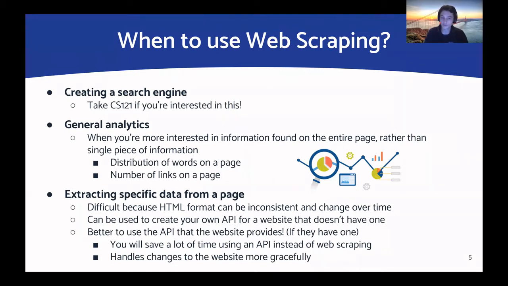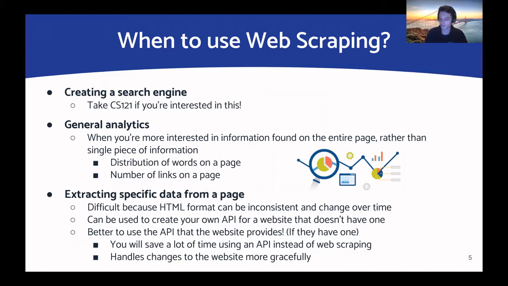You can also use web scraping to create your own API for a website that doesn't have one. If you're unfamiliar with what an API is, I think it stands for Application Programming Interface, which is a fancy way of saying it's an easy, standardized way of accessing information. So what you're doing by creating an API through web scraping is taking this unstructured information, like HTML, and making it structured.